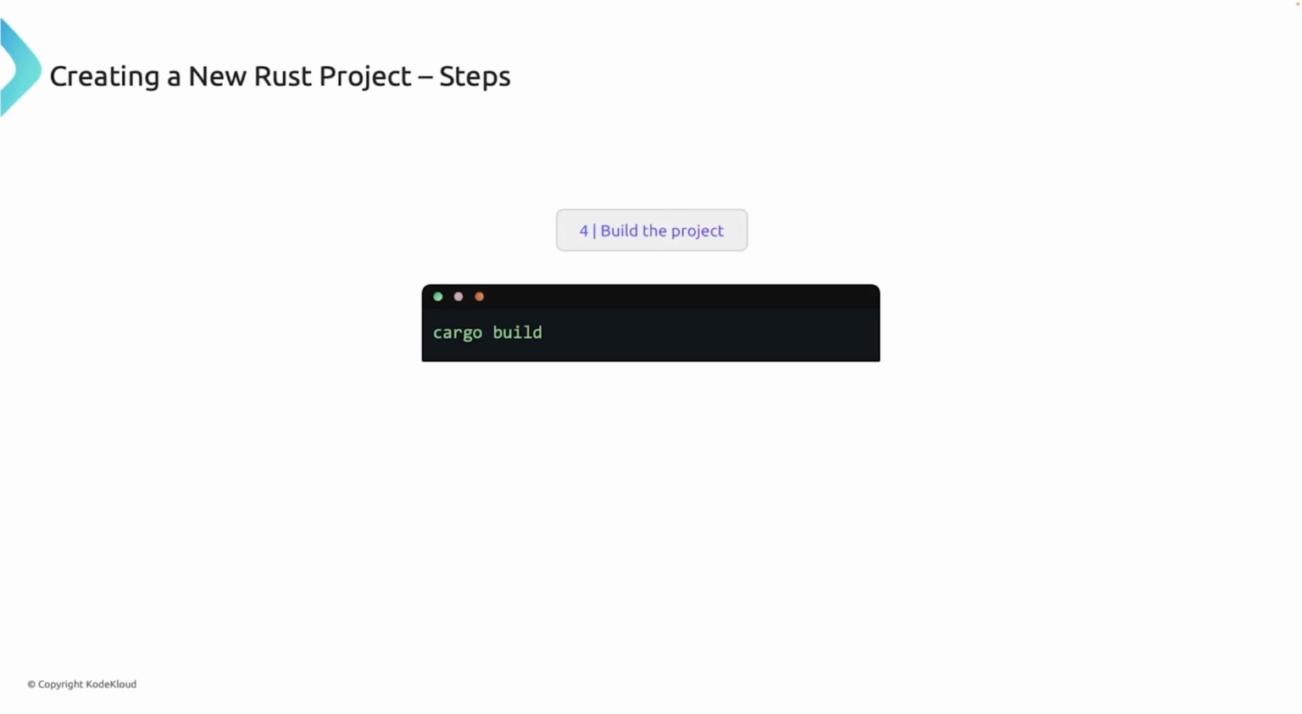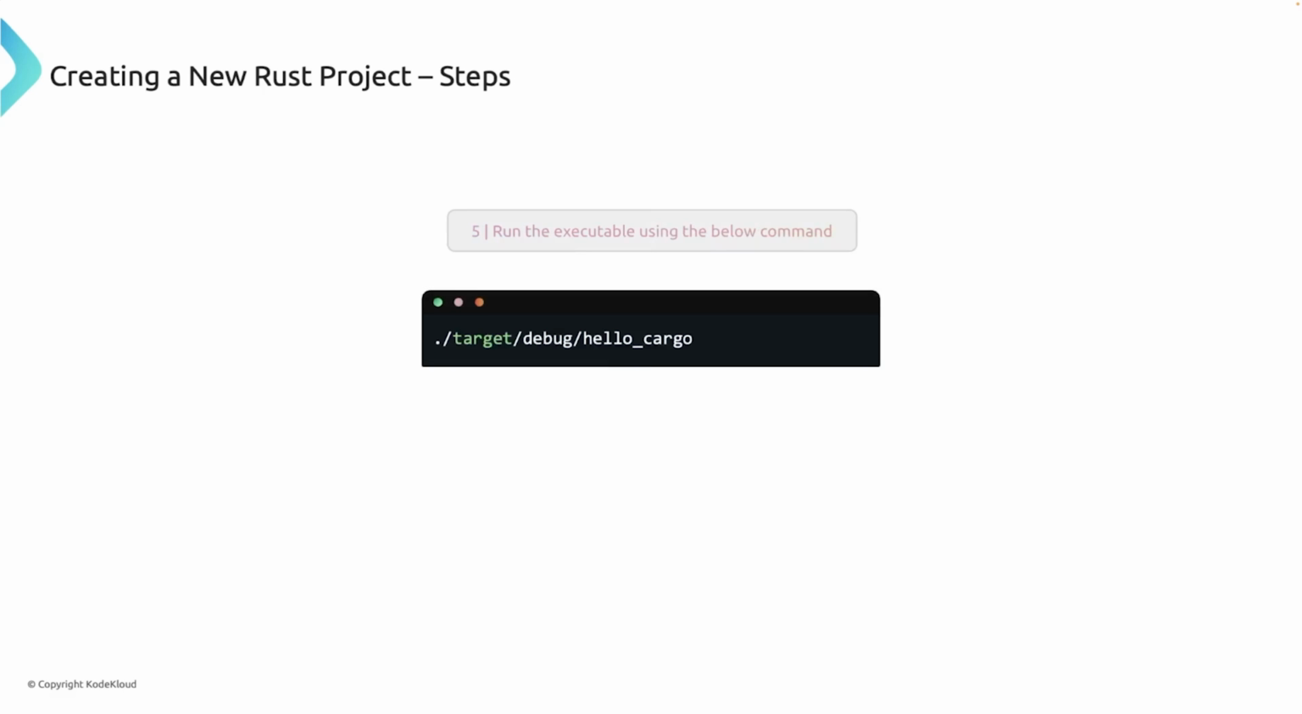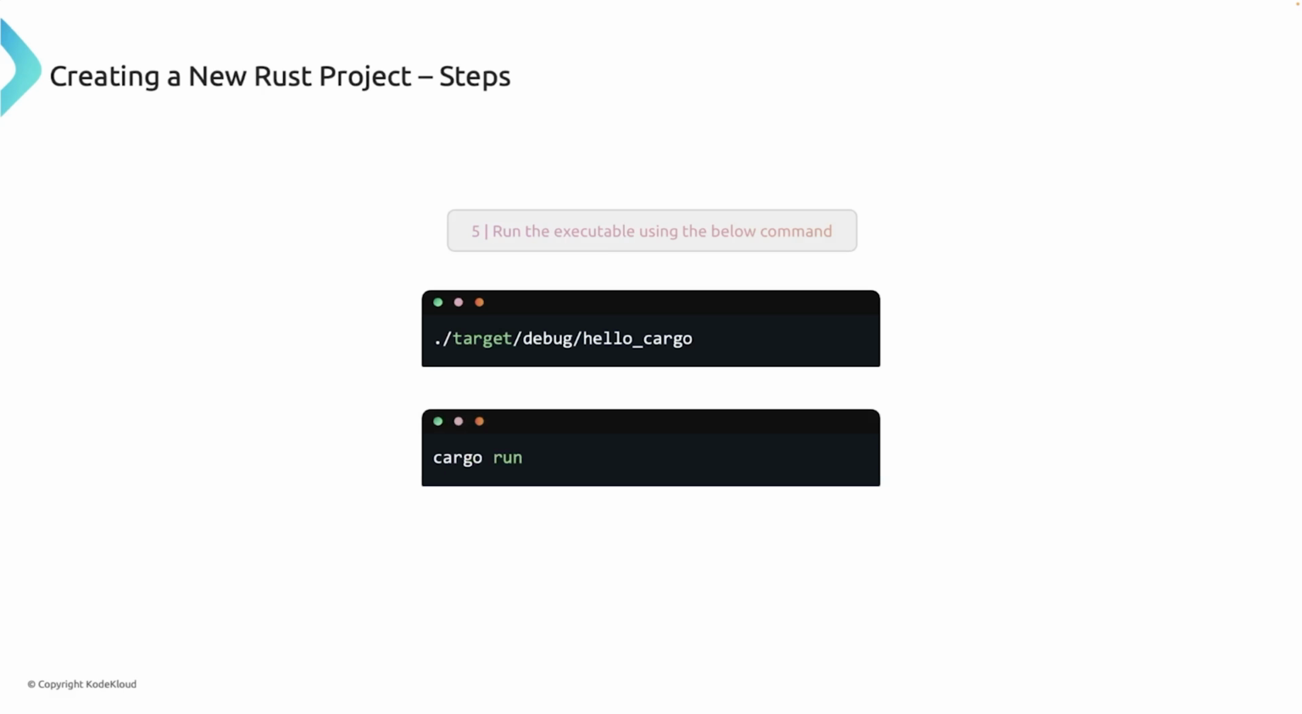So the cargo build command compiles your project and places the executable in the target/debug directory. To run the executable, use the following command. Either this, ./target/debug/hello_cargo, or you can just simply run the cargo run command, and this command compiles your project if there are any changes and also runs the executable.